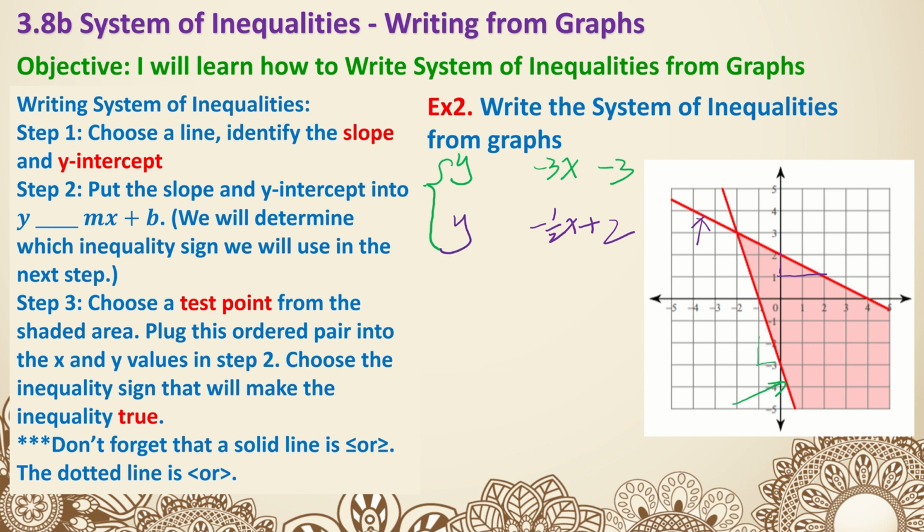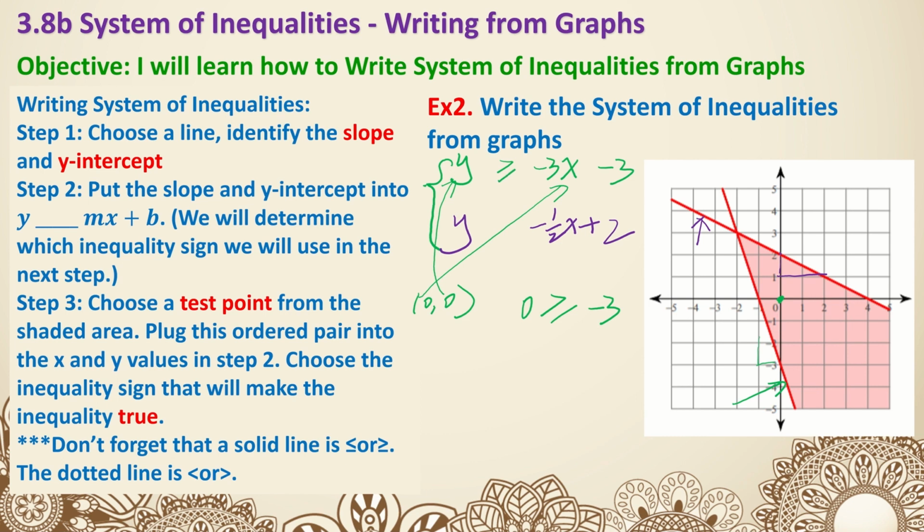Now, (0, 0) this time is actually in the shaded area, so we can just use (0, 0) to check. 0 for y and 0 for x. We will get a 0 on the left side, a -3 on the right side. In order to make this true, 0 is greater than -3, but at the same time it's a solid line, so it's supposed to be greater than or equal to.